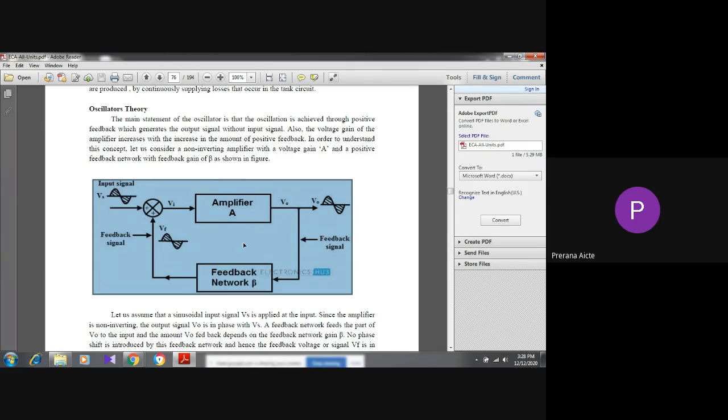According to Barkhausen criteria for positive feedback, the total phase shift must be 360 degrees. Now, 360 degrees or 0 degrees.